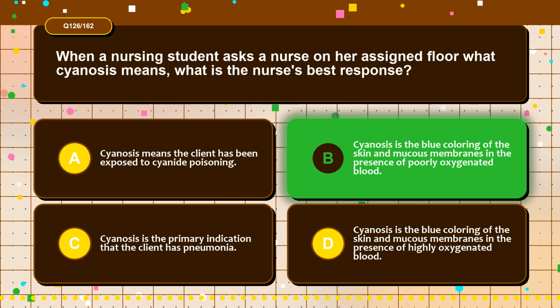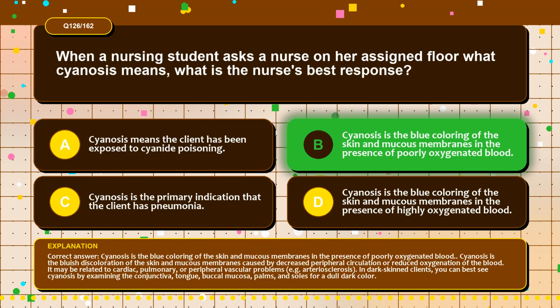The correct answer is option B. Cyanosis is the blue coloring of the skin and mucous membranes in the presence of poorly oxygenated blood.